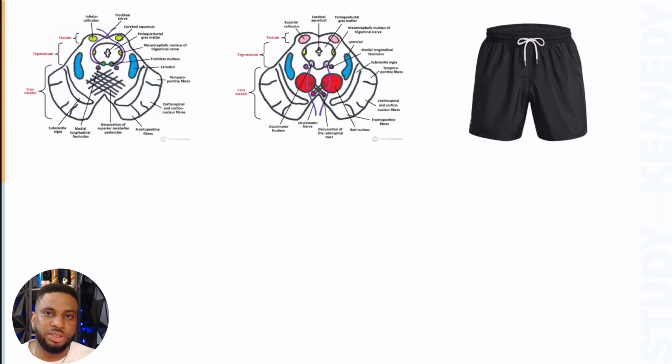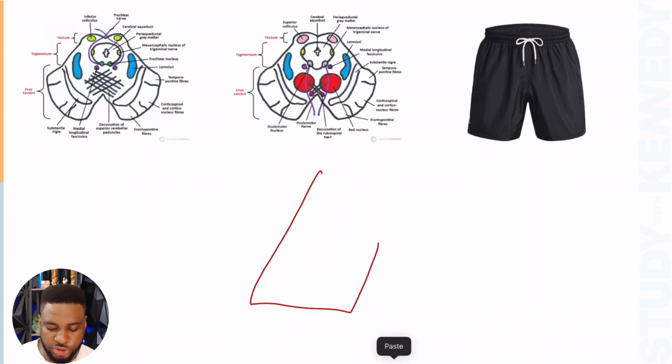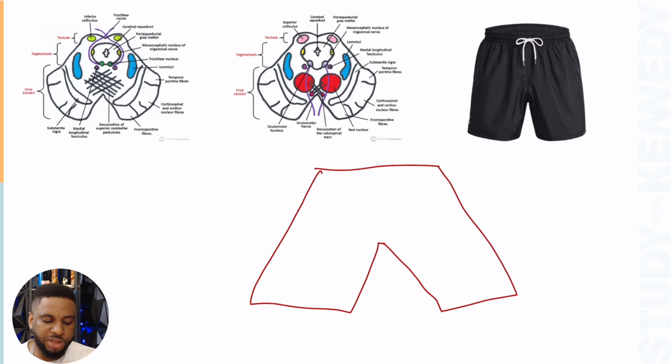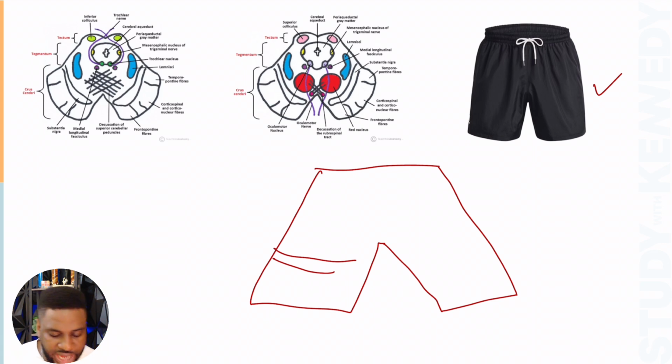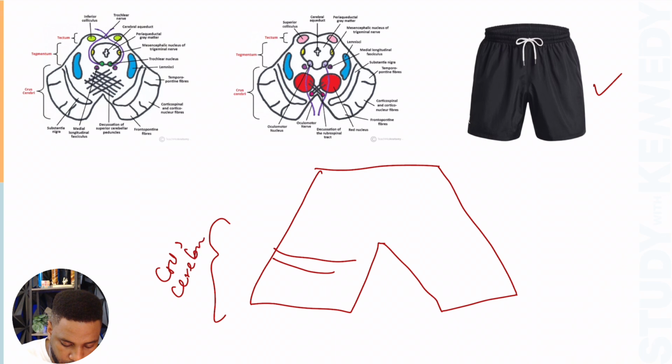And finally, we get to the midbrain. The midbrain looks like a pair of shorts. I cannot draw today. The midbrain basically looks like a pair of shorts. Look at it. It's a pair of shorts, no? Don't they look alike? I think so. And you see, it looks like we have 2 feet where your legs go on the midbrain. Those feet are what we call the crus cerebri. The crus cerebri. That's the feet.